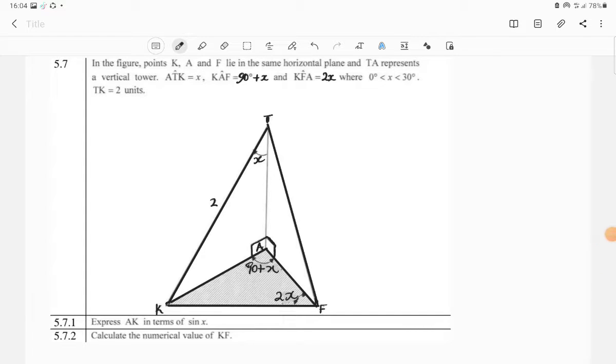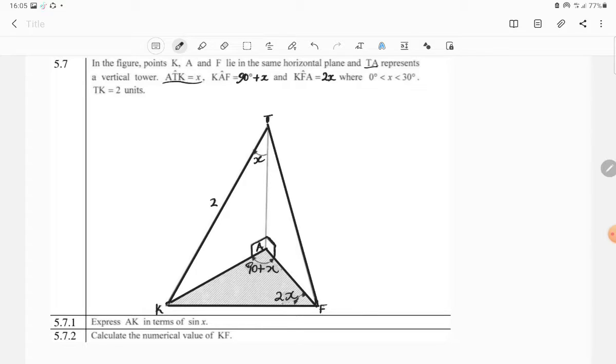All right, in this diagram we are given that in the figure below, points K, A, and F lie on the same horizontal plane, which means this triangle over here is the horizontal plane, which means it is right flat on the ground. Now, TA represents a vertical tower, which is this line over there, which has to be perpendicular to the horizontal plane there.